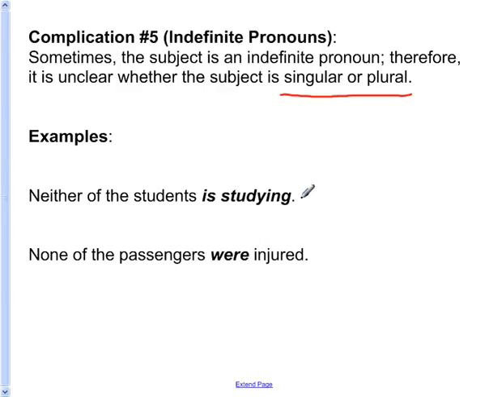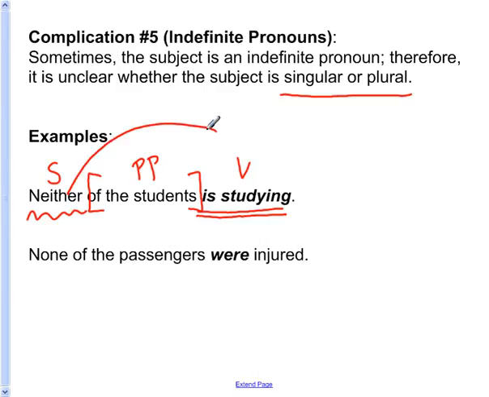Let's look at the first example. Neither of the students is studying. The main verb of this sentence is studying. The subject of this sentence is neither. We know the subject is neither because it can't be students, because of the students is a prepositional phrase. So the subject is neither. Now, it's not clear if neither is singular or plural. But as we will soon see, neither is considered a singular indefinite pronoun.